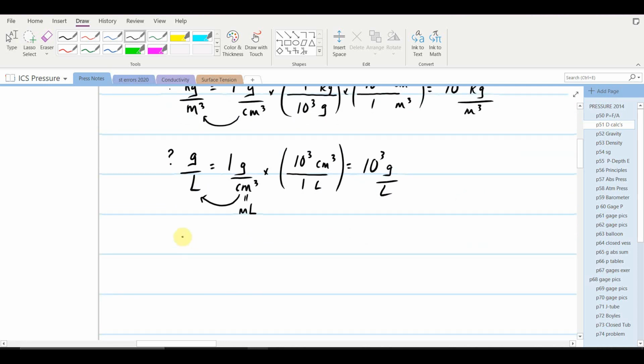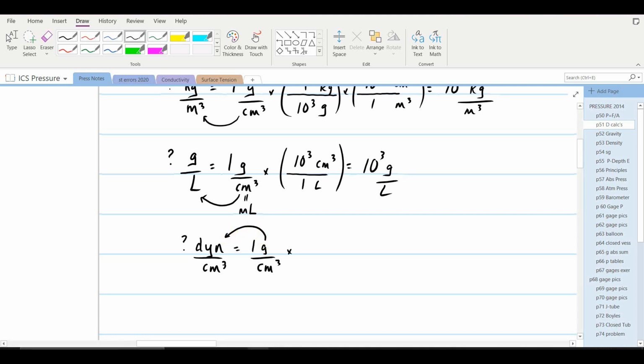Our next one is how many dynes per cubic centimeter are equivalent to 1 gram per cubic centimeter. So we're going from mass density to weight density. We need to convert from grams to dynes.